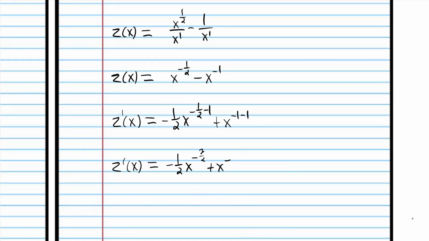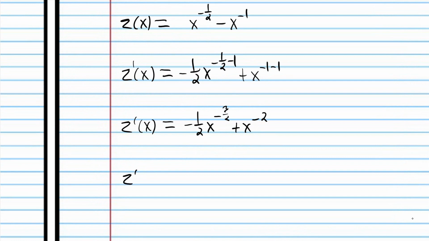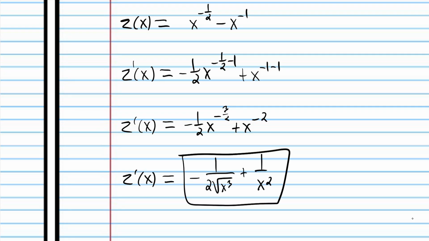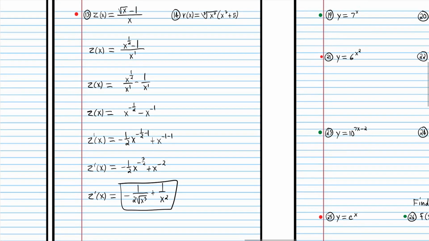Now we can't leave our answer with negative exponents or fraction exponents. So I'm going to change to negative 1 over 2 times the square root of x cubed and plus 1 over x squared. So there you go. So that's a lot easier than using the quotient rule.